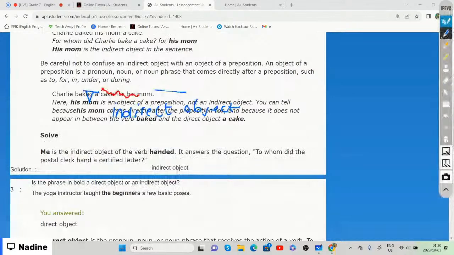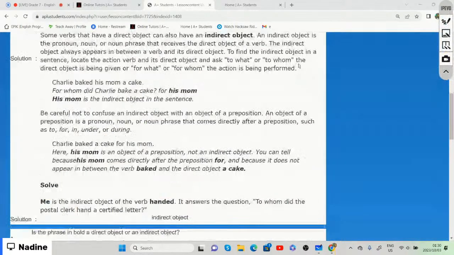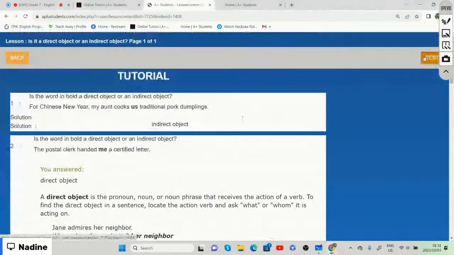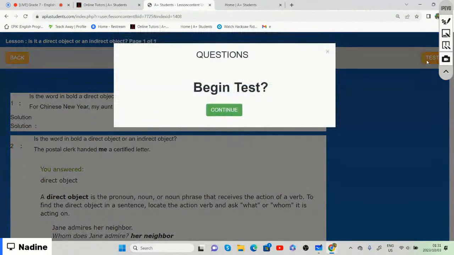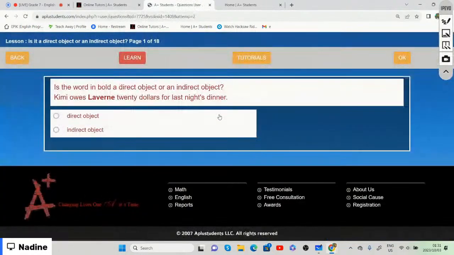All right. Now we're going on to our test. So now we're going to have to say if the word in bold is either a direct object or an indirect object. Kim owes Laverne $20 for last night's dinner.